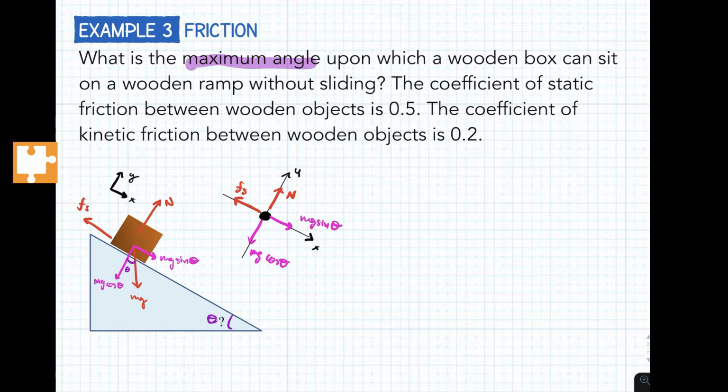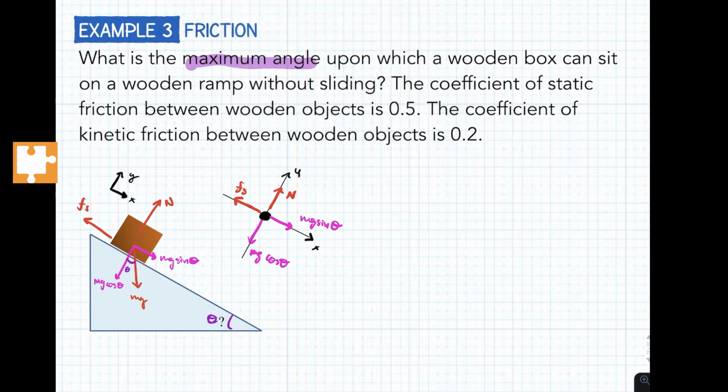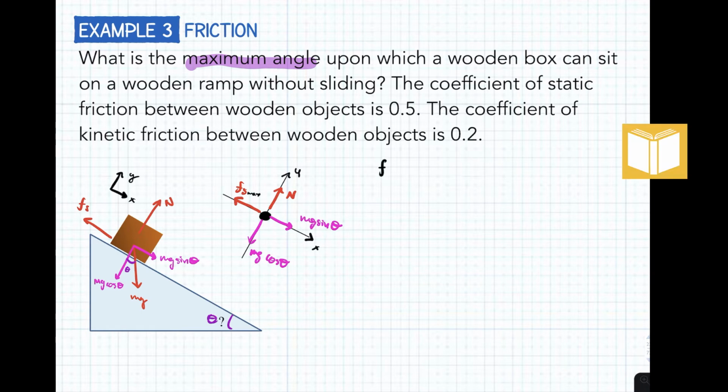And since we know that this is a static problem, we're going to do this until essentially this starts moving. And it's going to start moving right when mg cosine theta is equal to the maximum static friction. So remember, we know that the maximum static friction is equal to mu s N, whereas regular static friction, if you haven't reached the maximum, is just equal to the opposite force. So in that case, it would be mg sine theta.